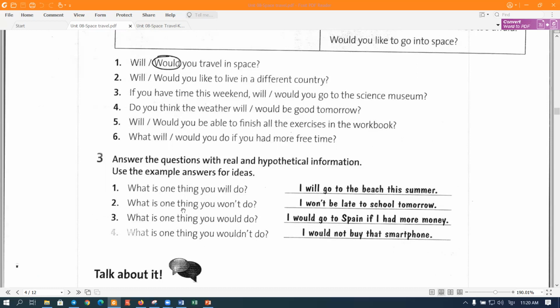What is one thing you won't do? I won't be late to school tomorrow. What is one thing you would do? I would go to Spain if I had more money. What is one thing you wouldn't do? I would not buy that smartphone.